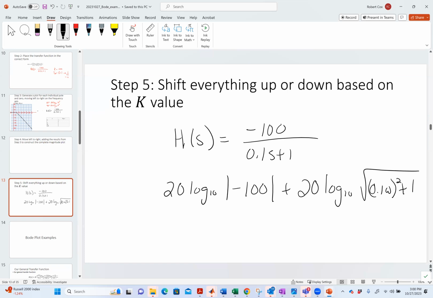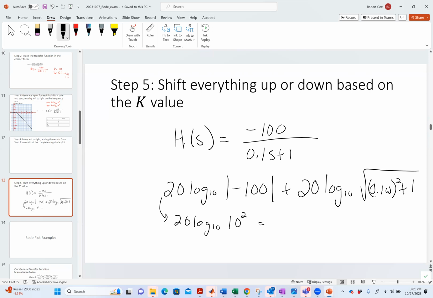All right. So what happens to the negative? If I take the absolute value of negative 100, what do I get? 100, right? What effect does the negative sign have? It tells me the angle. If I looked at the angle of H of s, it would be the angle of negative 100 minus the angle of the bottom, right? The angle of negative 100 is what? 180. All right, so the negative sign comes in the angle. So we don't need to worry about it since we're not worried about angle. But if I said 20 log 10 of 100, or 10 squared, what does that equal?